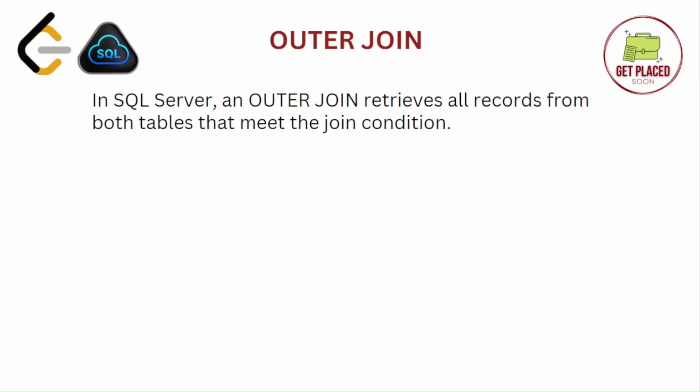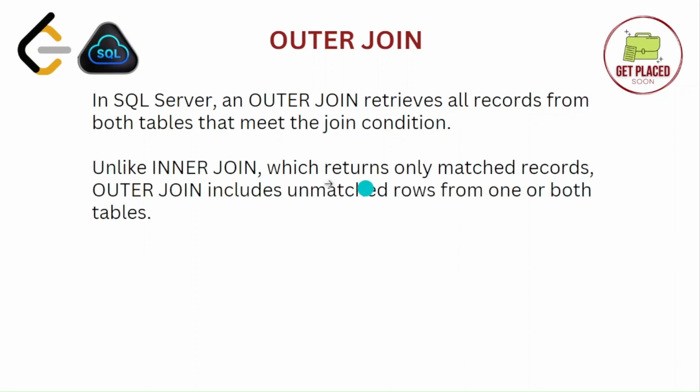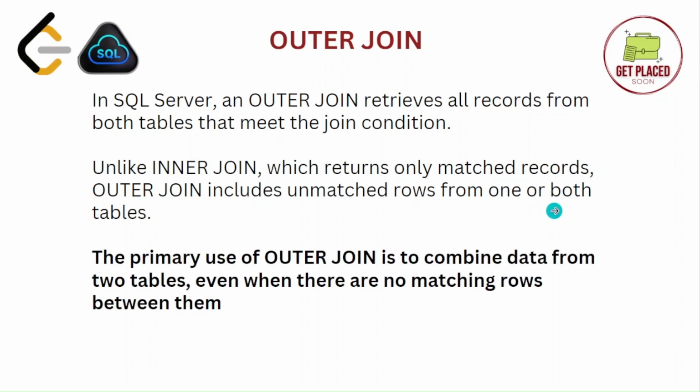So in SQL, an outer join retrieves all the records from both the tables that meet the join condition. So what is happening in the inner join is only matched records will be retrieved, but in outer join, unmatched records from one or both tables will be retrieved. Everything will be retrieved. The use of outer join is to combine data from two tables even when there are no matching rows. Sometimes maybe you will get some use of it. So that is outer join for you. Outer join means everything is retrieved.